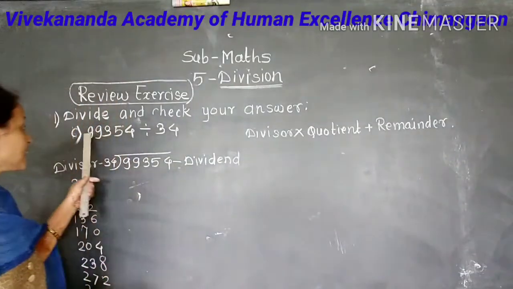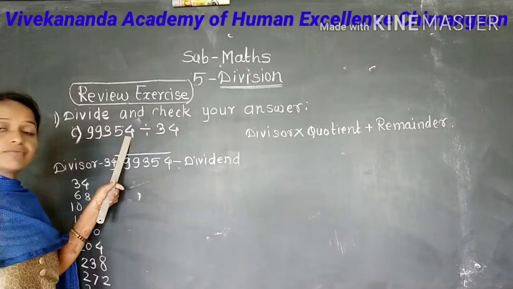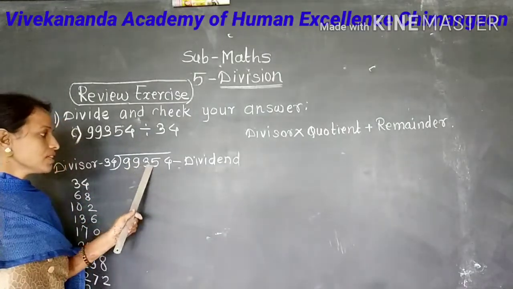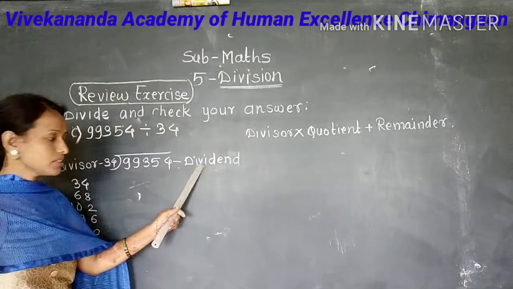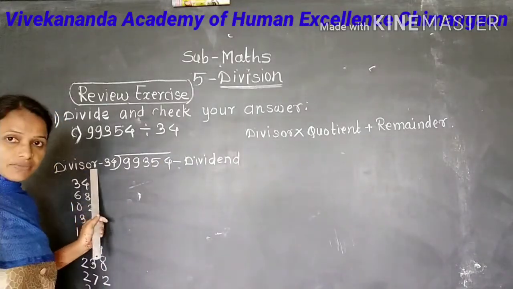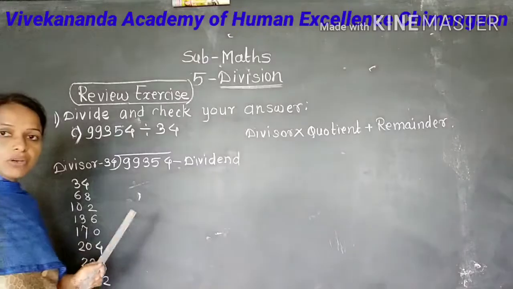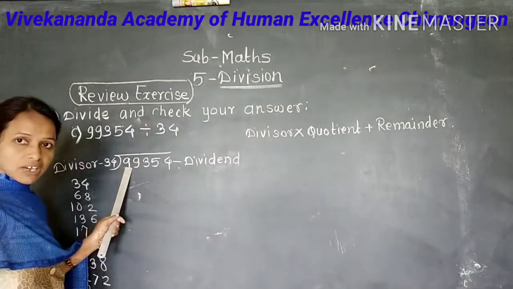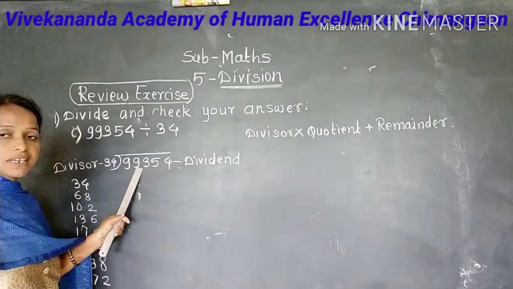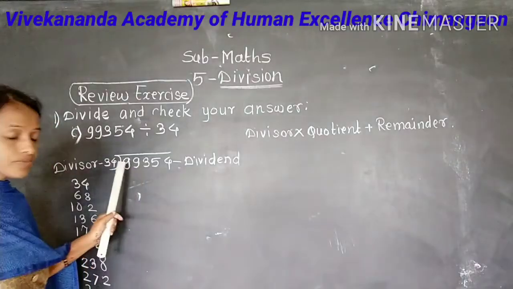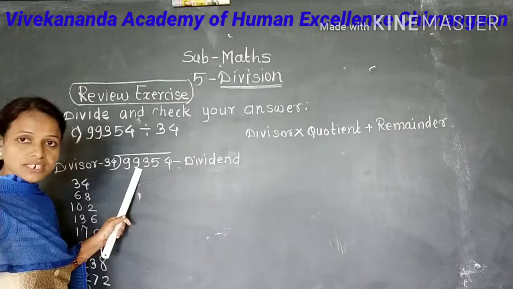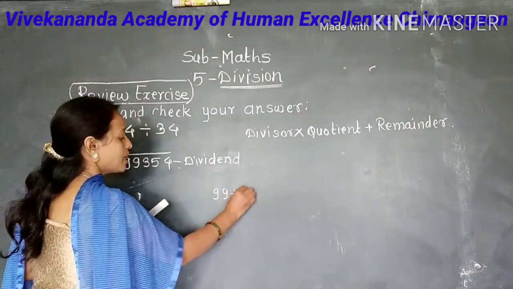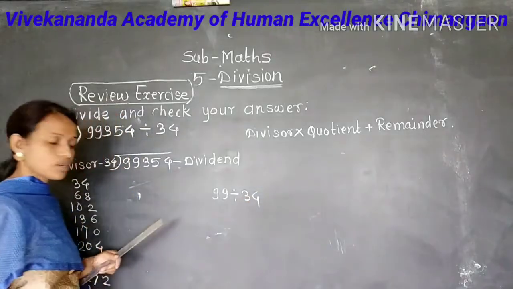Example, 99,354 divided by 34. Here 99,354 is the dividend and 34 is the divisor. Here I have written the table of 34. Now we will divide the ten-thousands and thousands places together, means the ten-thousands and thousands digits together. Here we divide 99 by 34.